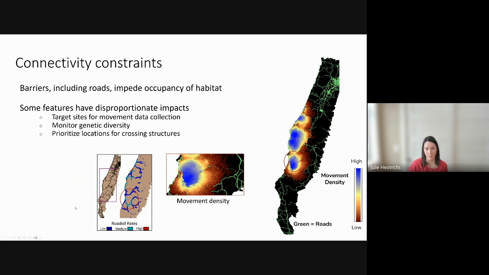So some of the recommendations from this work were to think about setting up some targeted monitoring and sampling of martens moving across select roads, and looking for differences in genetic diversity in some of these populations.